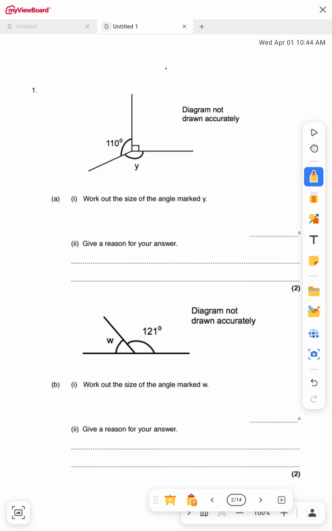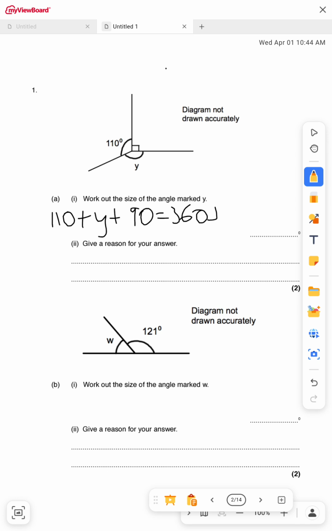Now, these are the angles at a point on a circle. So, they add up to 360 degrees. So, this is 90 plus 110 plus Y is 360 degrees. So, how am I going to solve this? It will be 110 plus y plus 90 is equal to 360.